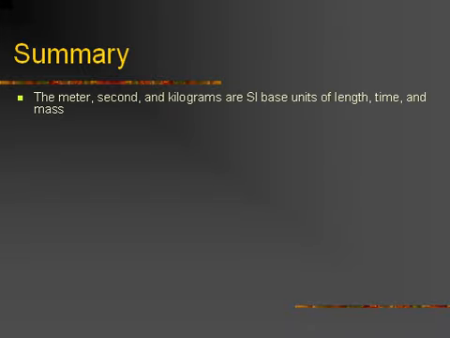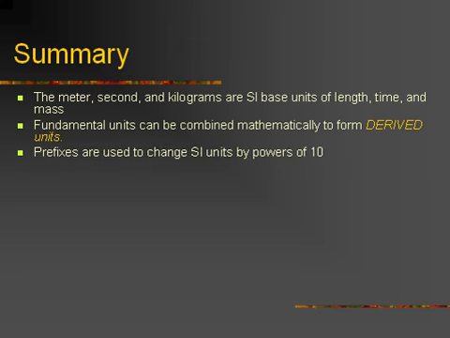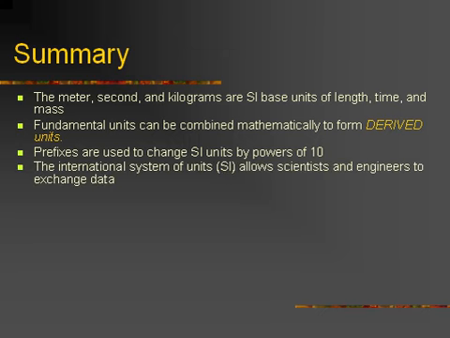So in summary, these are the main points. The base units are the meter, the second, and the kilogram of the SI system. We can combine fundamental units mathematically to form derived units, such as the unit for speed, meters per second. We use prefixes that change the SI units by powers of 10: milli, centi, kilo. The International System of Units allows scientists and engineers to exchange data because it's consistent. Everybody in the world has agreed to use it.